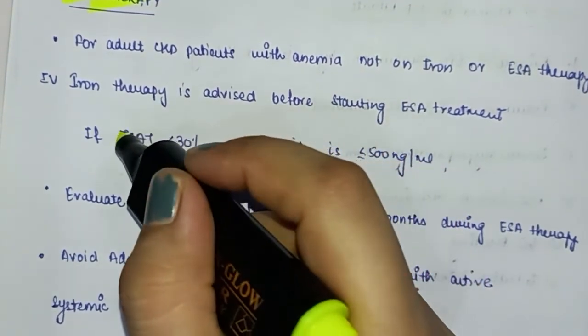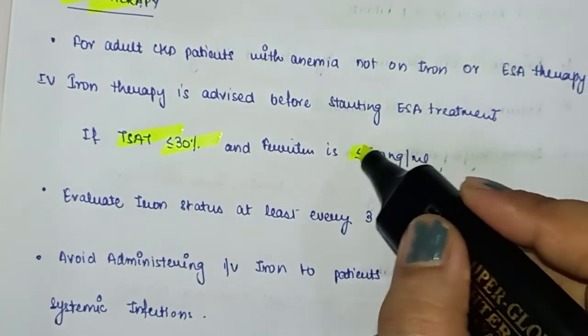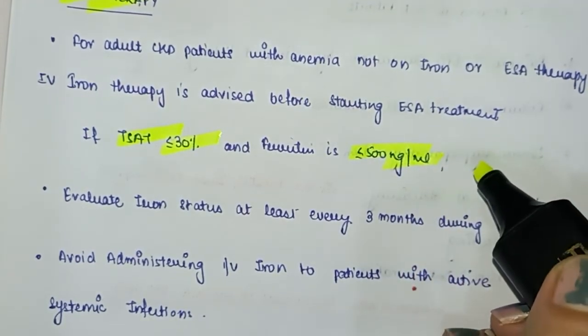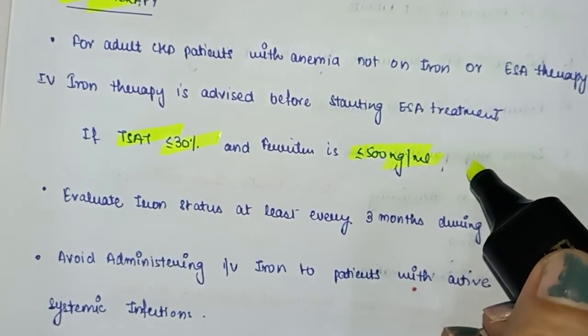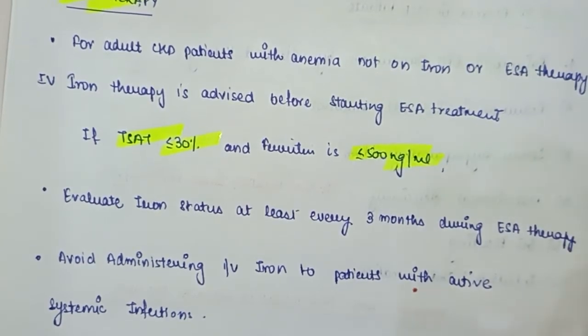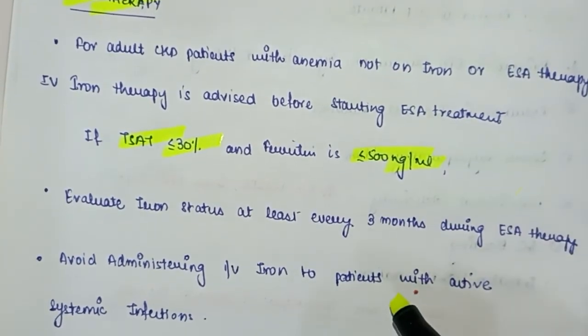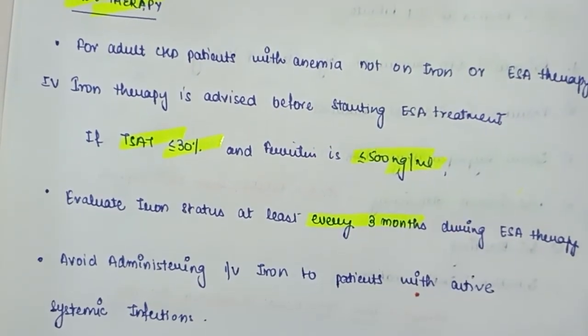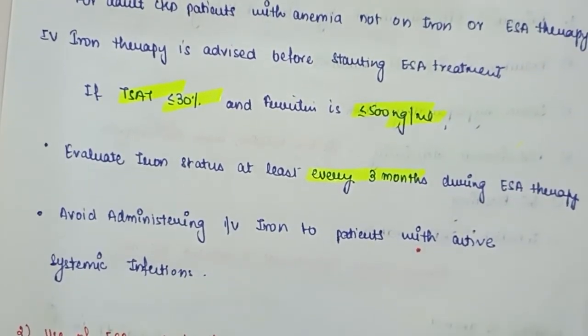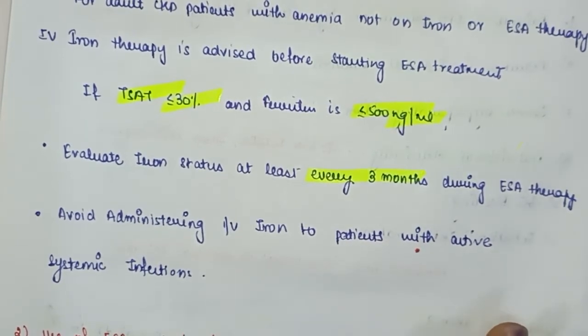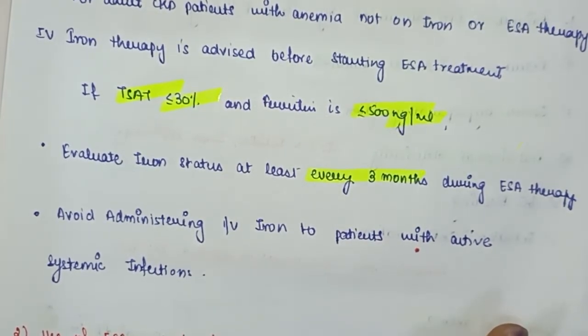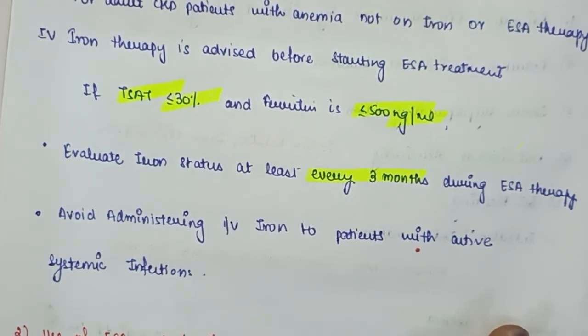If transferrin saturation is less than 30% and ferritin is less than 500 nanogram per ml, we should give the patient iron therapy before starting erythropoietin. So when to evaluate the iron stores? Every 3 months we have to evaluate iron stores during ESA therapy, because in CKD patients there can be occult blood loss and malabsorption. All these conditions contribute to iron deficiency in CKD patients. So we have to evaluate for iron therapy every 3 months during ESA therapy.